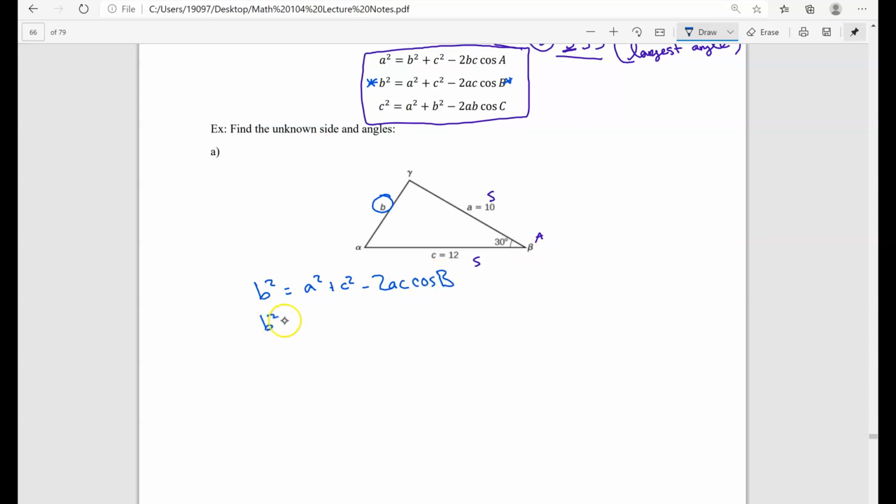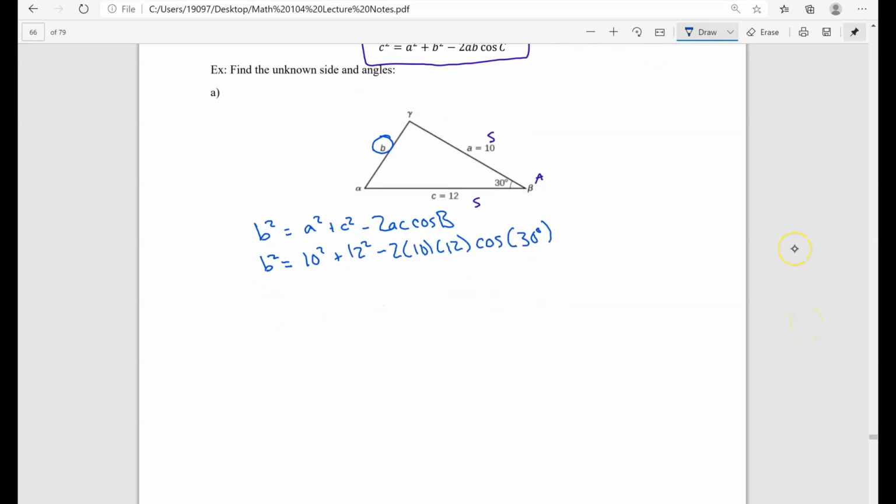So I'm going to have B squared is equal to A squared, which is 10 squared, plus 12 squared, which is C, minus 2 times 10 times 12 cosine of beta, which in this case is 30 degrees. Notice that side lengths cannot be negative, so even when taking a square root of both sides, we don't need to put plus or minus because it's just going to be a positive side. So all we really have to do is plug in all of this.